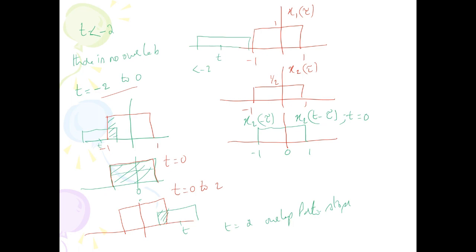So finally what you will get is the output will start from minus 2, the area will slowly increase, and there is a maximum value at t equal to 0 and slowly decreases till 2. This is minus 2, this is plus 2, and its value is 1 by 2. So this is your x of t. Whenever you convolve two rectangular functions, you will get a triangular function.